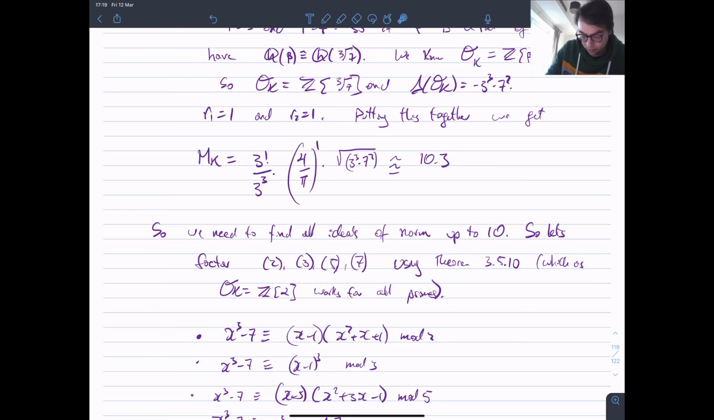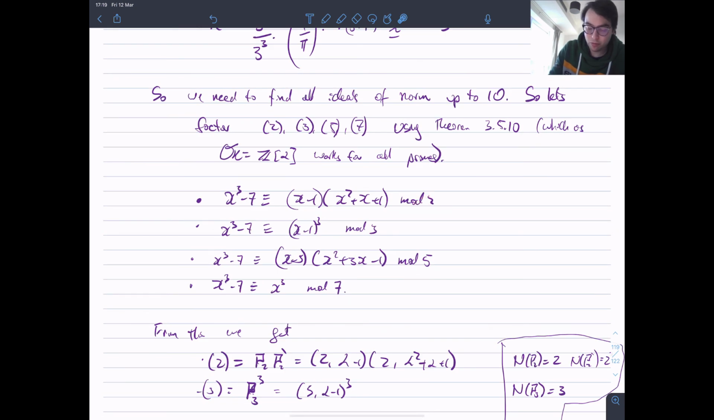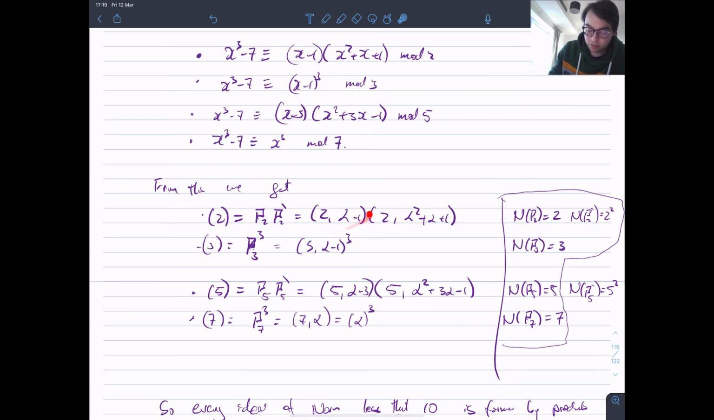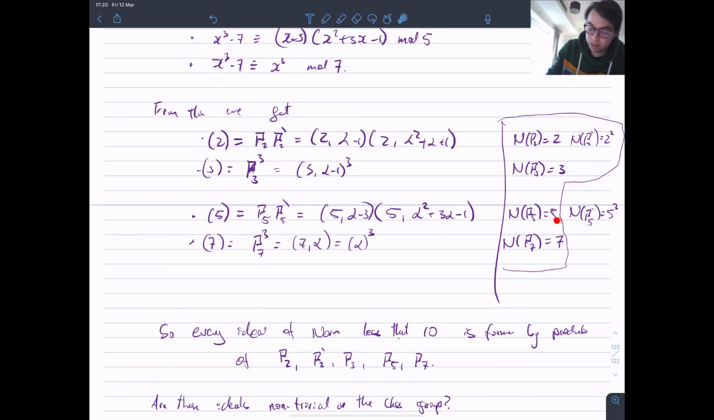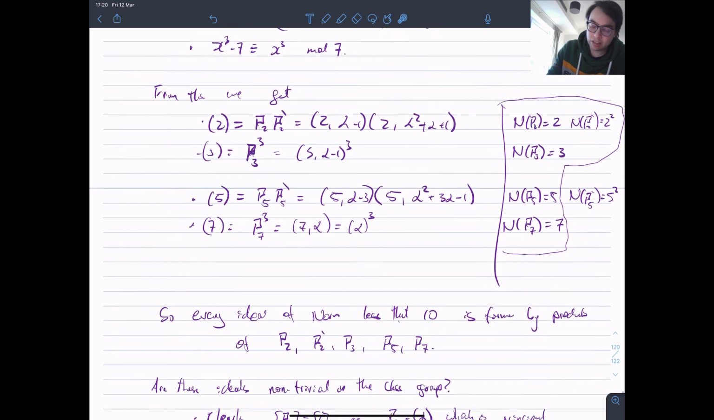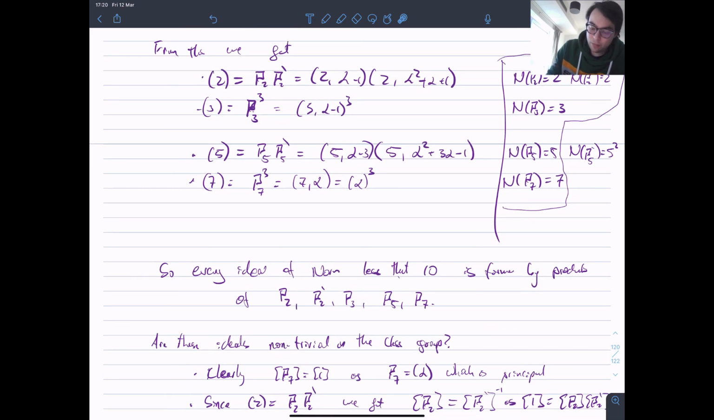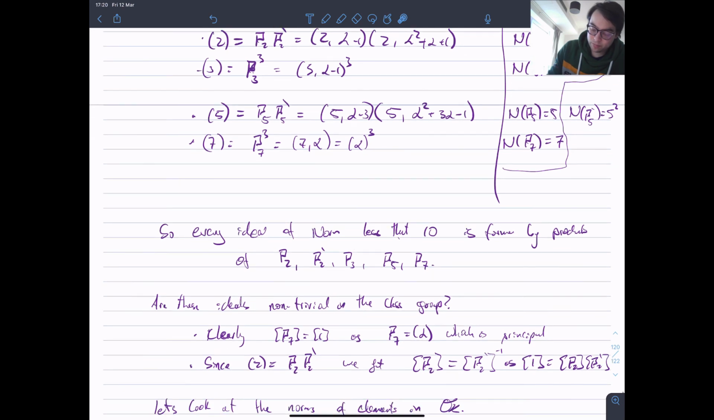I then have to factor all the prime ideals up to my Minkowski bound, so all the ideals generated by prime numbers up to my Minkowski bound. We know how to do this. You're just reducing the minimal polynomial mod p. Do all of this. This is what the factorizations are, and it immediately tells you what the norms are. So I figure out what the norms of these ideals are and just take the ones which are less than 10. Any ideal of norm less than 10 is going to be generated by products of these things. In this example, if you have an ideal of norm 6, it's going to be P2 times P3, because this is the only way to get these sorts of things.